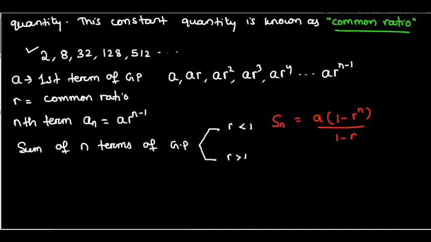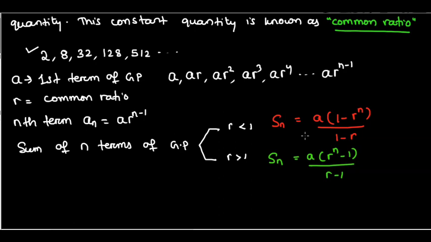But if the common ratio R is greater than 1, then in that case what is Sn? Sn is equal to A into R to the power n minus 1 divided by R minus 1. So you have to remember these two formulas. These two formulas are applicable when we have finite number of terms in the GP.